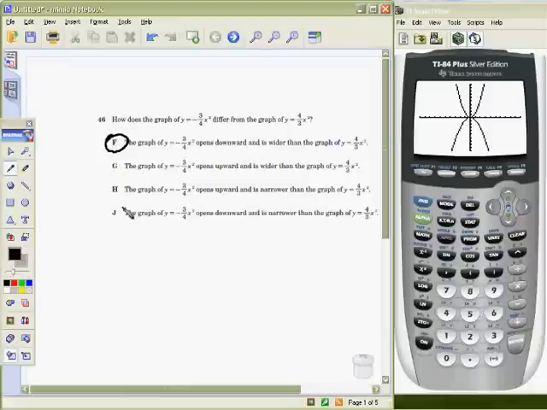If we look at these other answer choices just to see why they're wrong, G says the graph of y equals negative 3/4 x squared opens upward. That's not true. H says the graph of y equals negative 3/4 x squared opens upward. That's not true. And this one says that it opens downward and is narrower. Well, it does open downward, but it's not narrower. The answer is F.